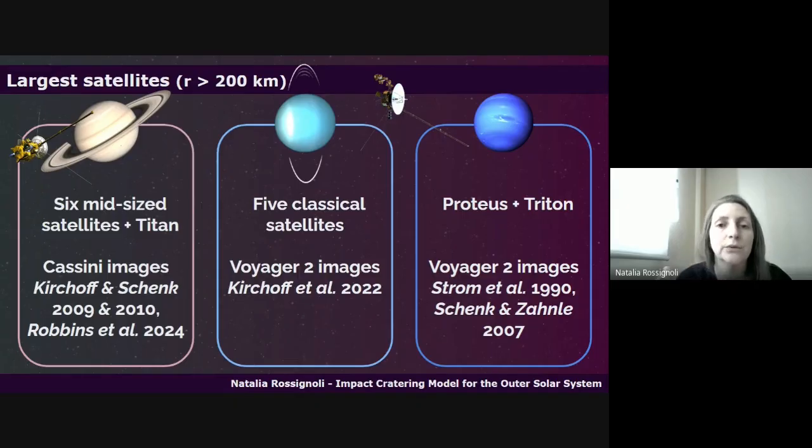But in the case of the Uranian and Neptunian systems, they were only imaged by Voyager 2, so the resolutions of the images are a bit lower than in the case of Saturn. And also, these systems have many crater counts available, but we chose those that have the most cratered areas of each satellite, and those that present the larger craters, because these larger craters are less affected in general by erosional processes, or they are primary instead of secondary, and we only model the primary craters.